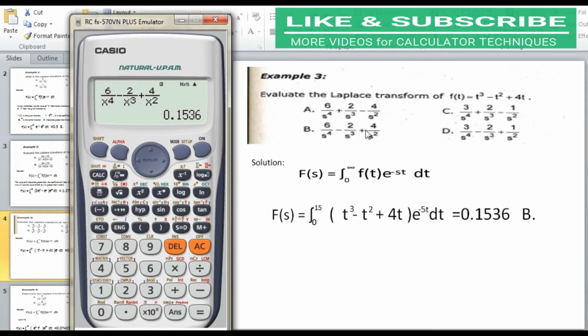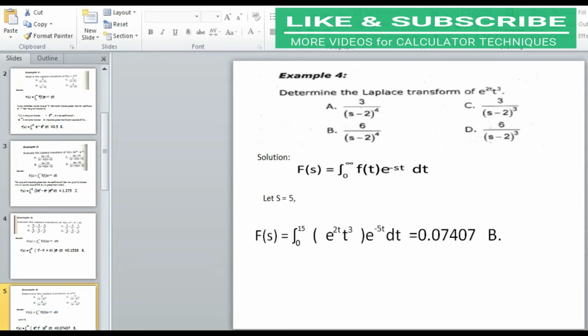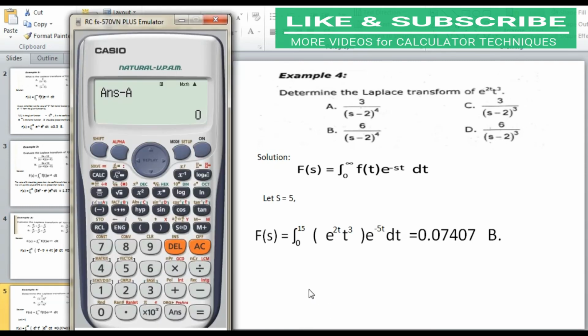So it has the same value, so the Laplace transform of this given equation is equal to 6 over s to the 4 minus 2 over s cubed plus 4 over s squared. So the answer, guys, is letter B from example number 3. Now we will proceed to example number 4. I have made lots of examples for this topic, guys, because during board examinations, there are lots of functions and equations having different solutions and different approaches.